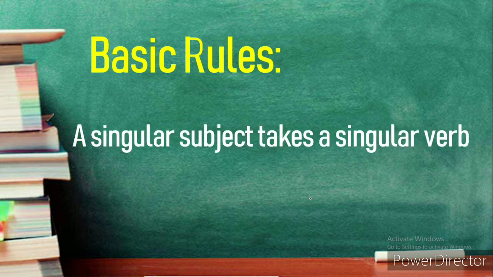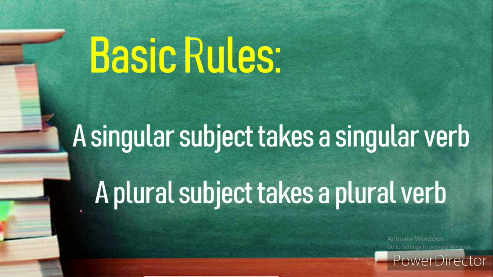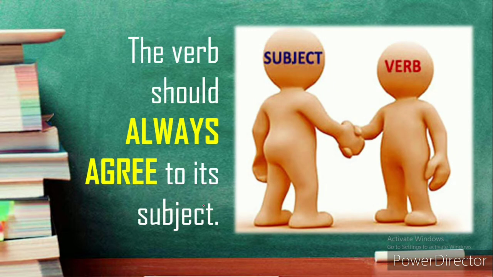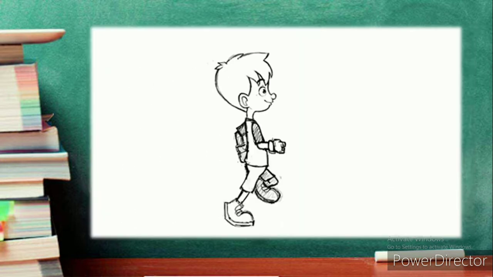The basic rules are: a singular subject takes a singular verb. A plural subject takes a plural verb. Or in other words, a singular subject needs a singular verb. And a plural subject needs a plural verb. Always remember, the verb should always agree to its subject. The verb will always adjust. Let us have examples. Let us use the verb walk.